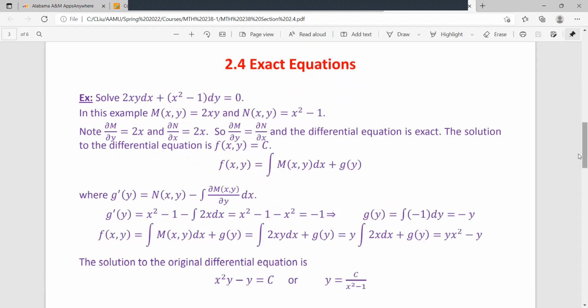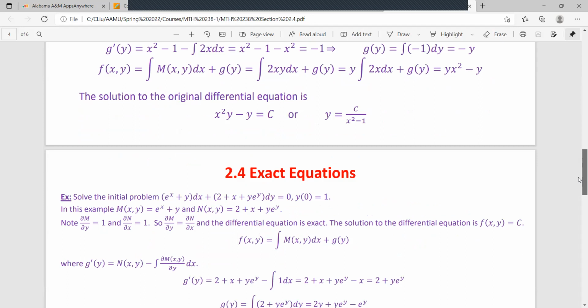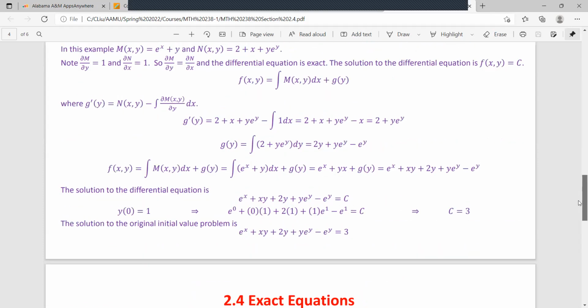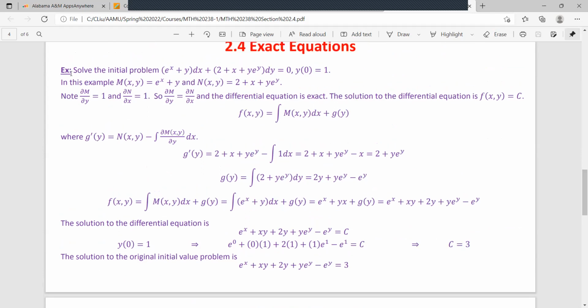Okay, so there are several steps that we need to follow to solve an exact differential equation. And we did one example to show the detailed steps last time. I'm not requiring everybody to memorize all the steps. You just follow the procedure I wrote in here. Do it step by step. Okay. So let's just do one more example of exact equations. This example says, solve the initial value problem e to the x plus y dx plus (2 plus x plus y) e to the y dy equal to 0, where the initial condition is given as y of 0 equal to 1.